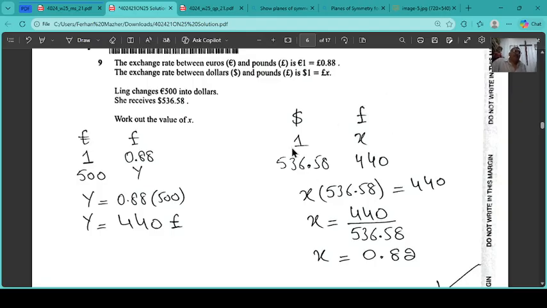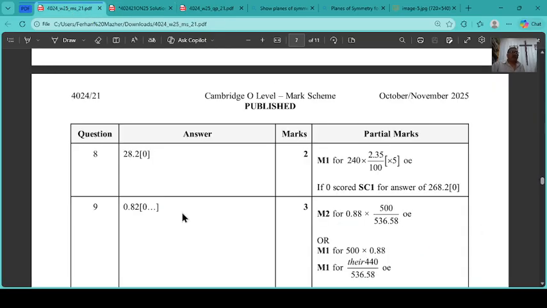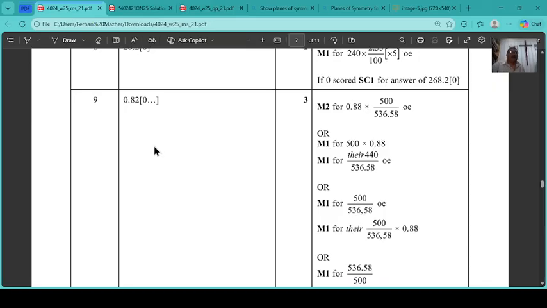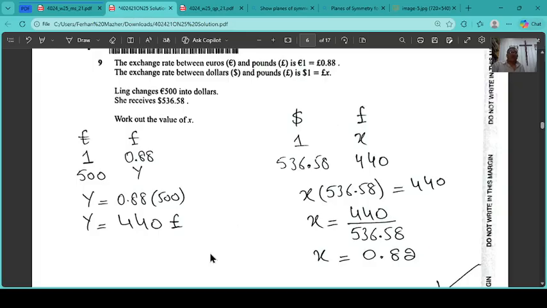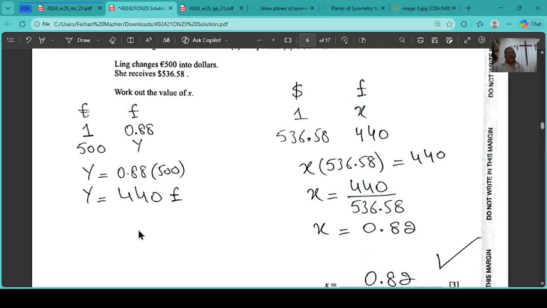Then they converted that into dollars. The dollar and pound exchange rate is given here: $1 is equal to x pounds. They converted 440 pounds and they got 536.58 dollars. So just cross multiply here: x multiplied by 536.58 equals 440. So x will be equal to 440 divided by 536.58, and x will be equal to 0.82. 0.82 is the right answer, sir. So that x value is basically 0.82. This is how this question is done. Let me show you the whole thing.